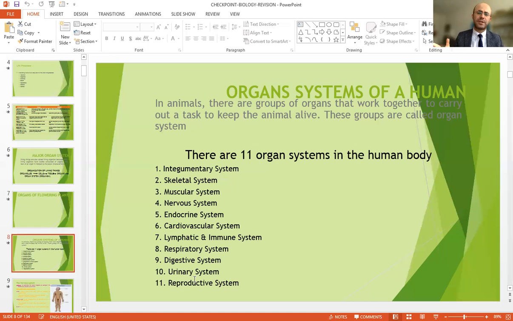The urinary system, of course, is about the kidneys. The reproductive system is about testes and ovaries. We produce gametes. Sexual reproduction is carried out by our reproductive system.